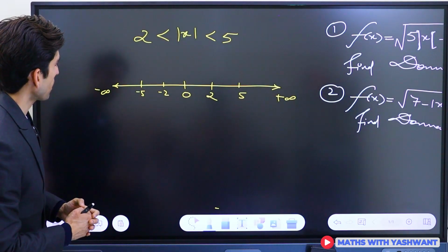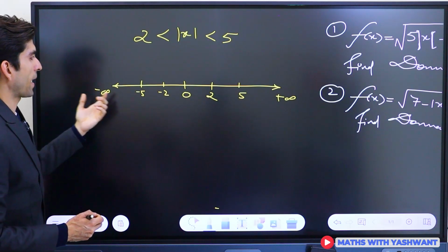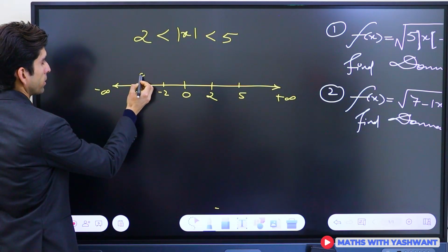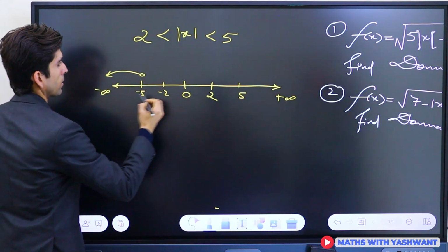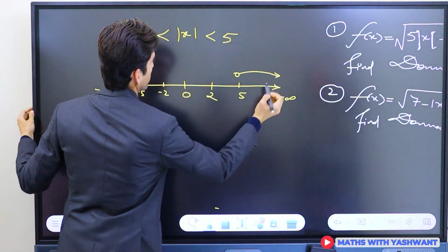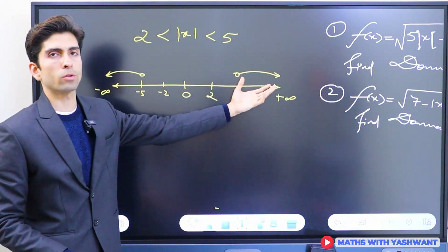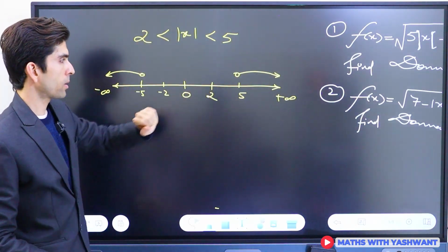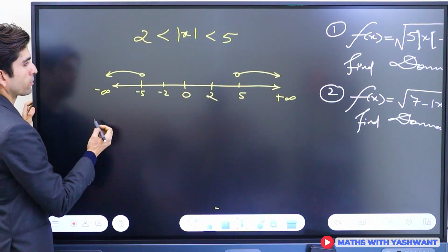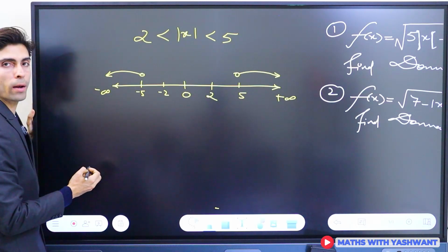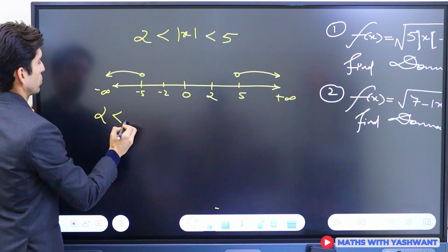So if you take any value of x from this interval, negative 5 to negative infinity, or 5 to positive infinity, let's see what's happening. We're talking about the extreme left and the extreme right intervals that I have marked. So let's say we take negative 6 and positive 6, and we put them in the inequality and see what's happening.